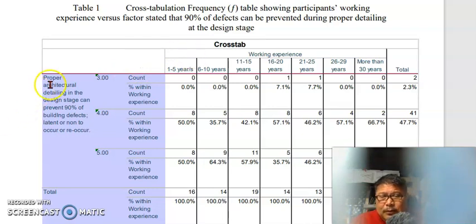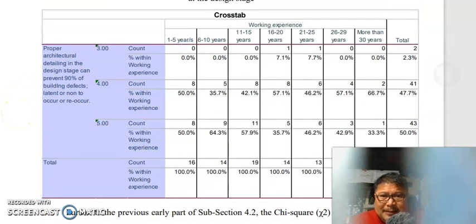So Q33 is on proper architectural detailing. So it's how this detailing in the design stage can prevent about 90% of latent or non-latent defects from occurring or reoccurring. Okay, so this is the data analysis from the SPSS that we tabulated, giving you the percentage of the analysis, the equations.